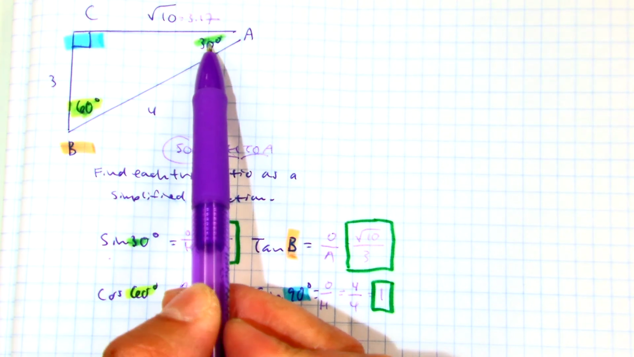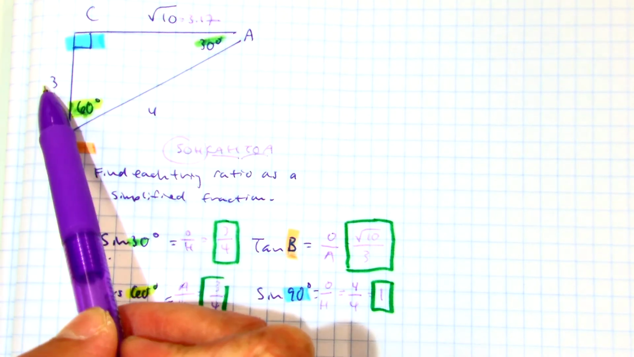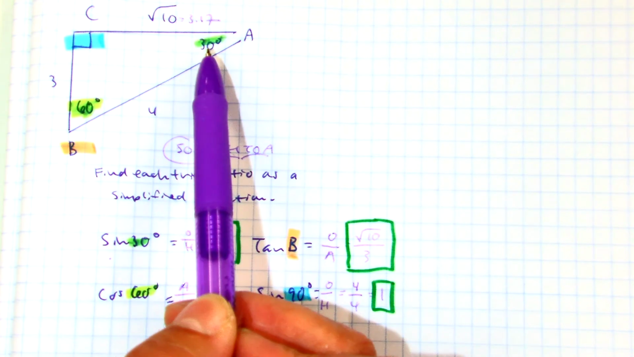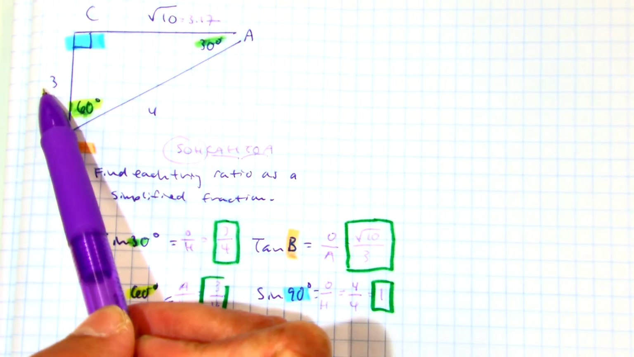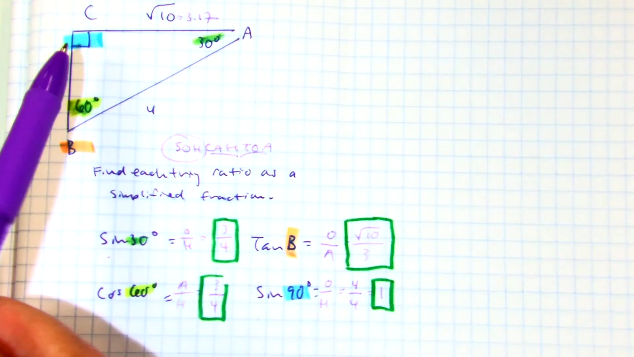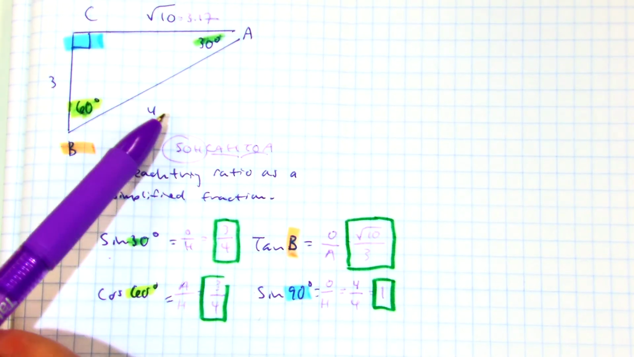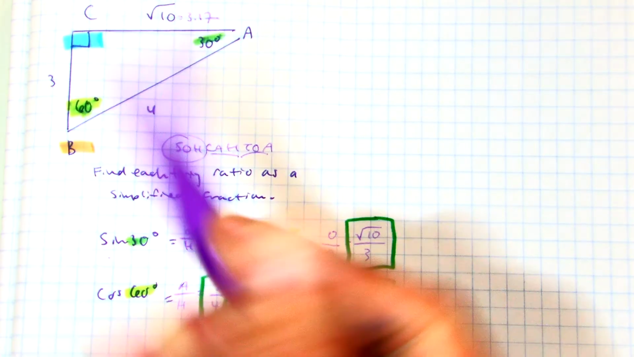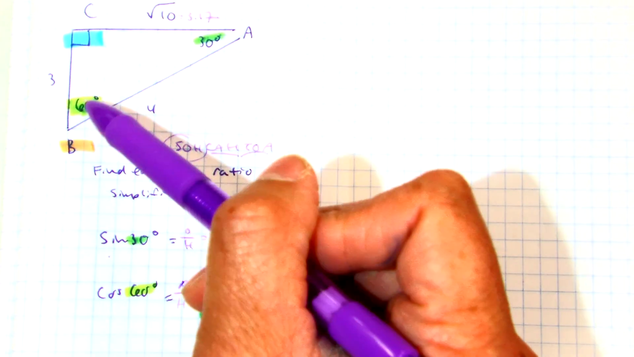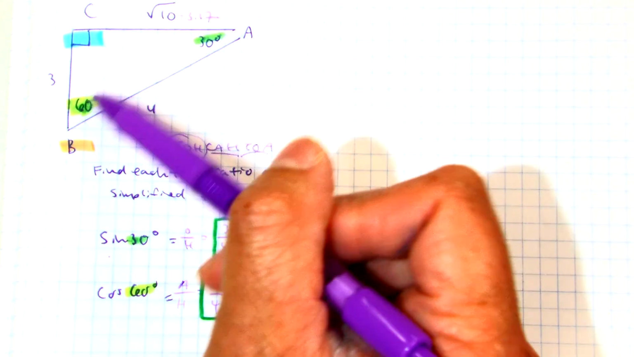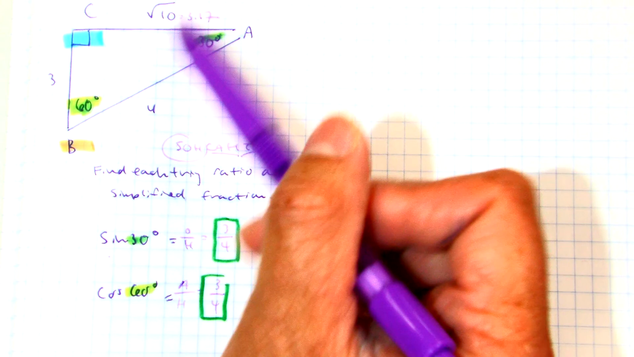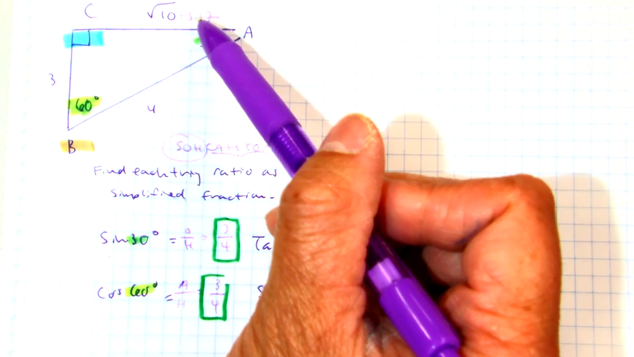Smallest angle, smallest side. Say it. What do you think I'm going to say for this one? Biggest angle, biggest side. Okay. Does that work? And what do you think we're going to say for this one? Medium angle, medium side. Does that work?